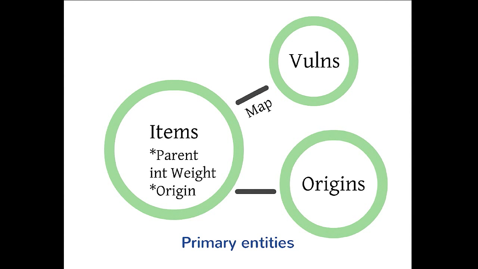And then you end up with a pretty basic data model. There are other entities and stuff, but basically we have items which have been mined, and we map them to vulnerabilities, to what vulnerabilities have been referenced. Items can point to a parent and have weightings and so on, and then the people who are talking about it are just referred to as origins.